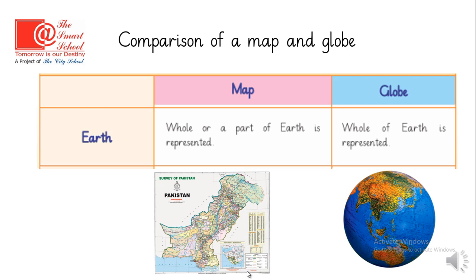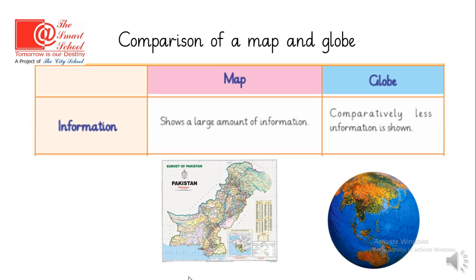Whole or a part of Earth is represented through a map. It means a map can be of the whole world, and it can be of any specific part of the world. Maybe of a country, maybe of a city, maybe of a town. However, when we talk about the globe, it shows the whole Earth. It shows you the continents and the oceans.